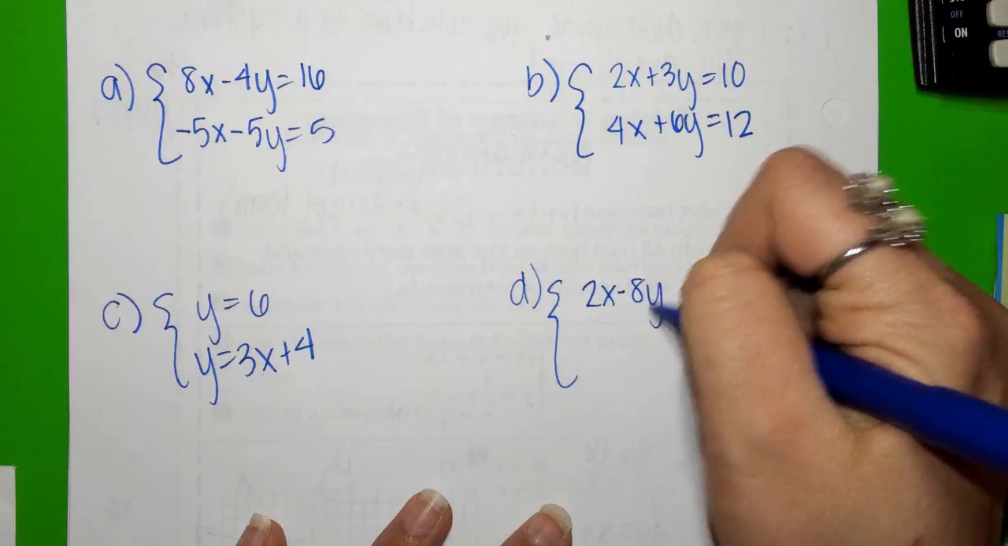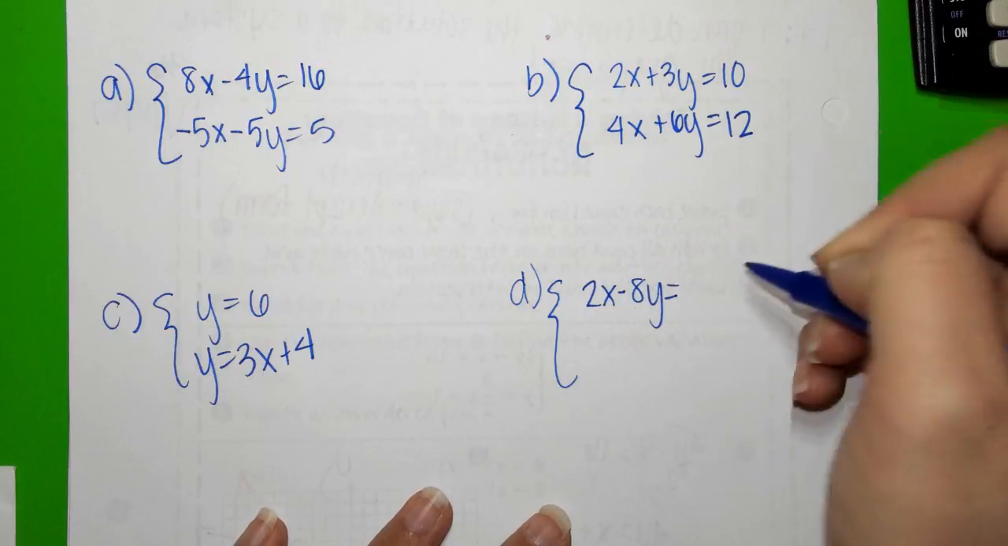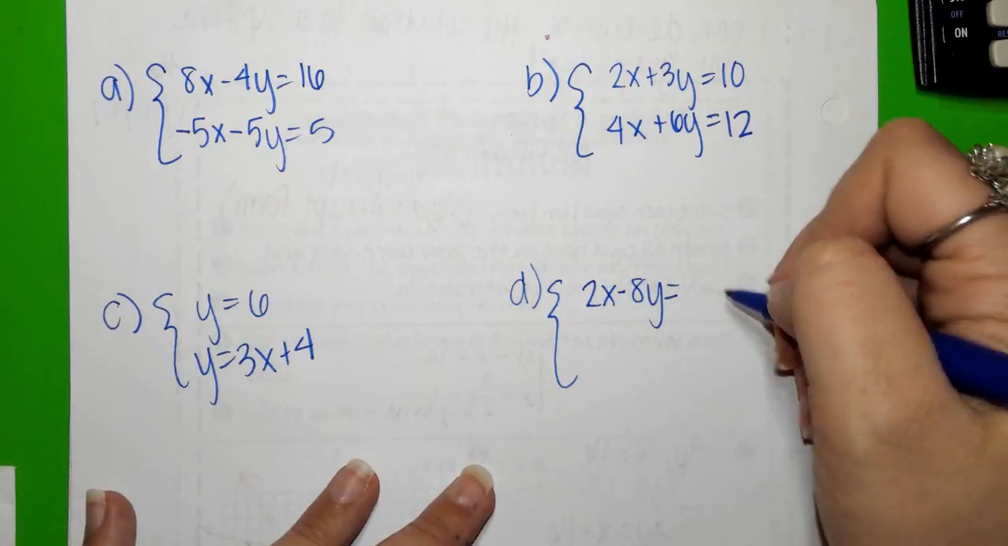Wait, you can do the S on the other side. No, you don't do the squiggly on the other side. You just do the squiggly on one side.